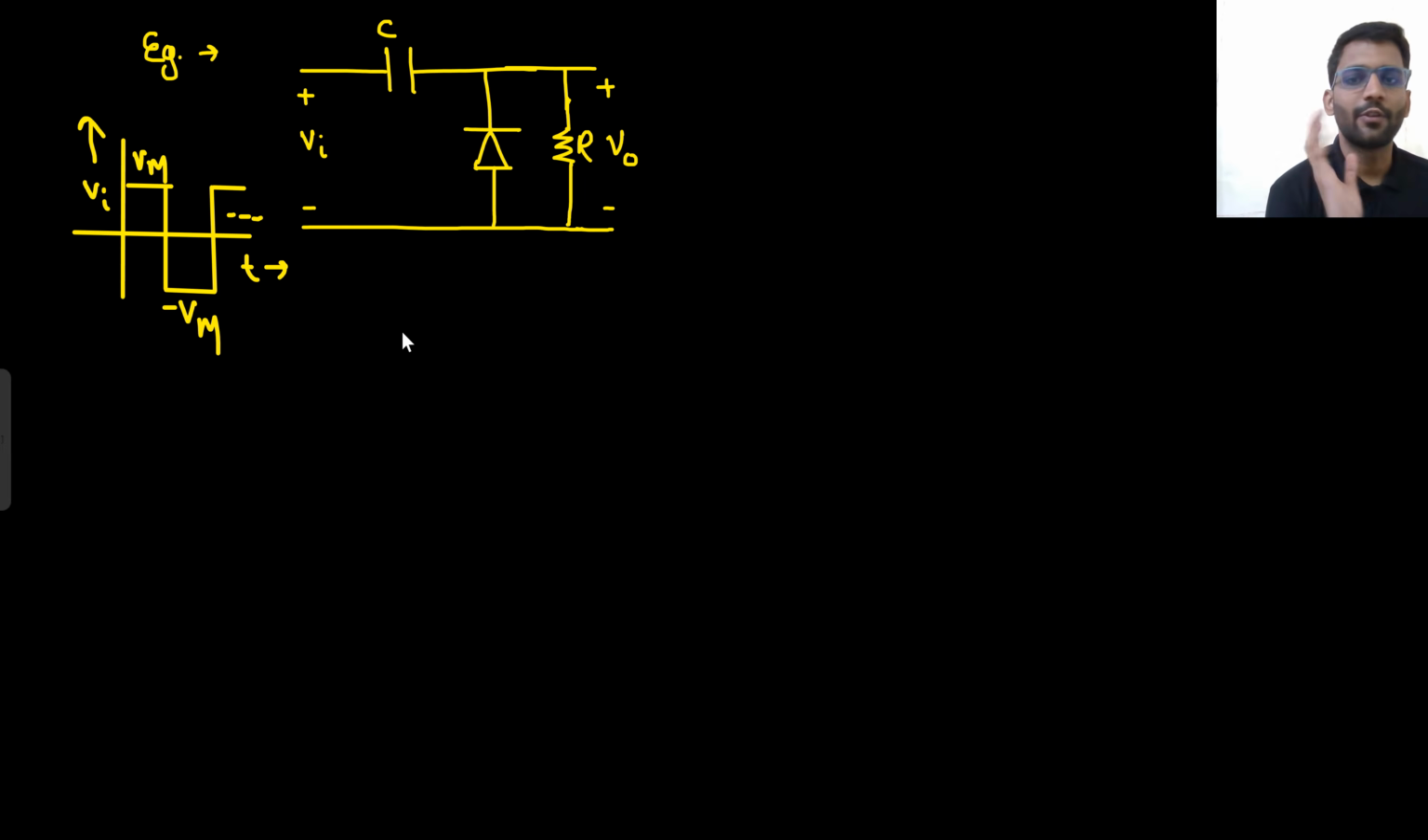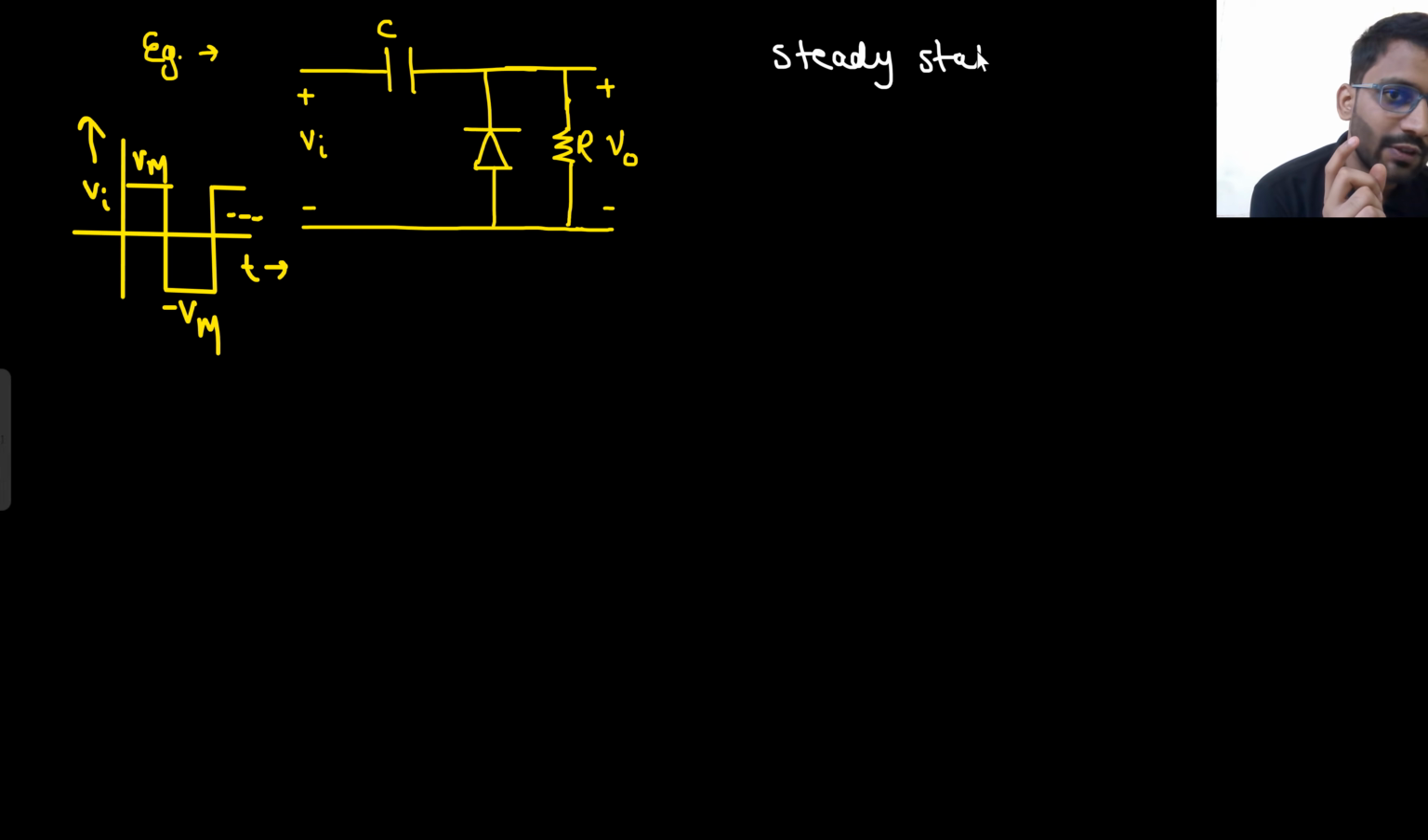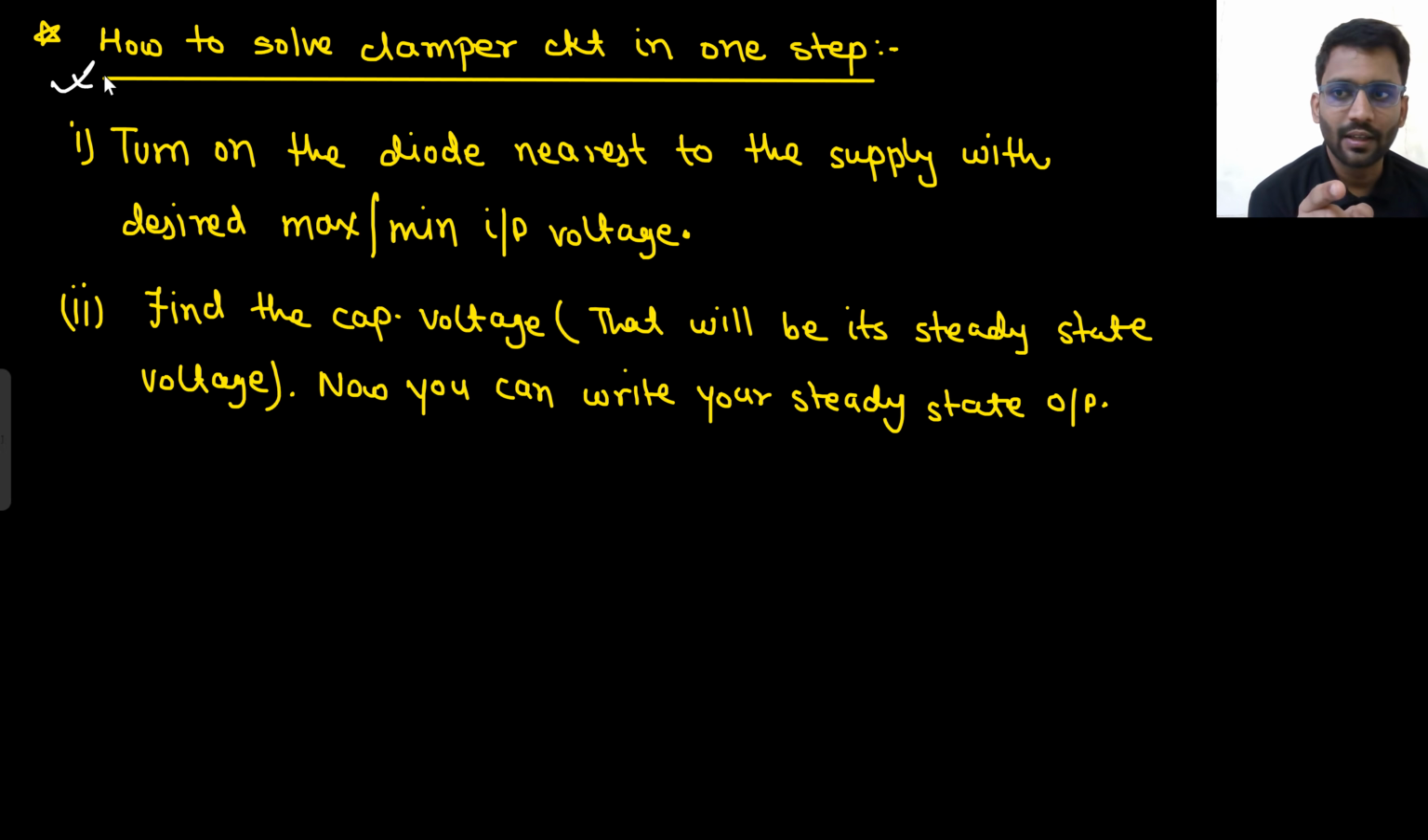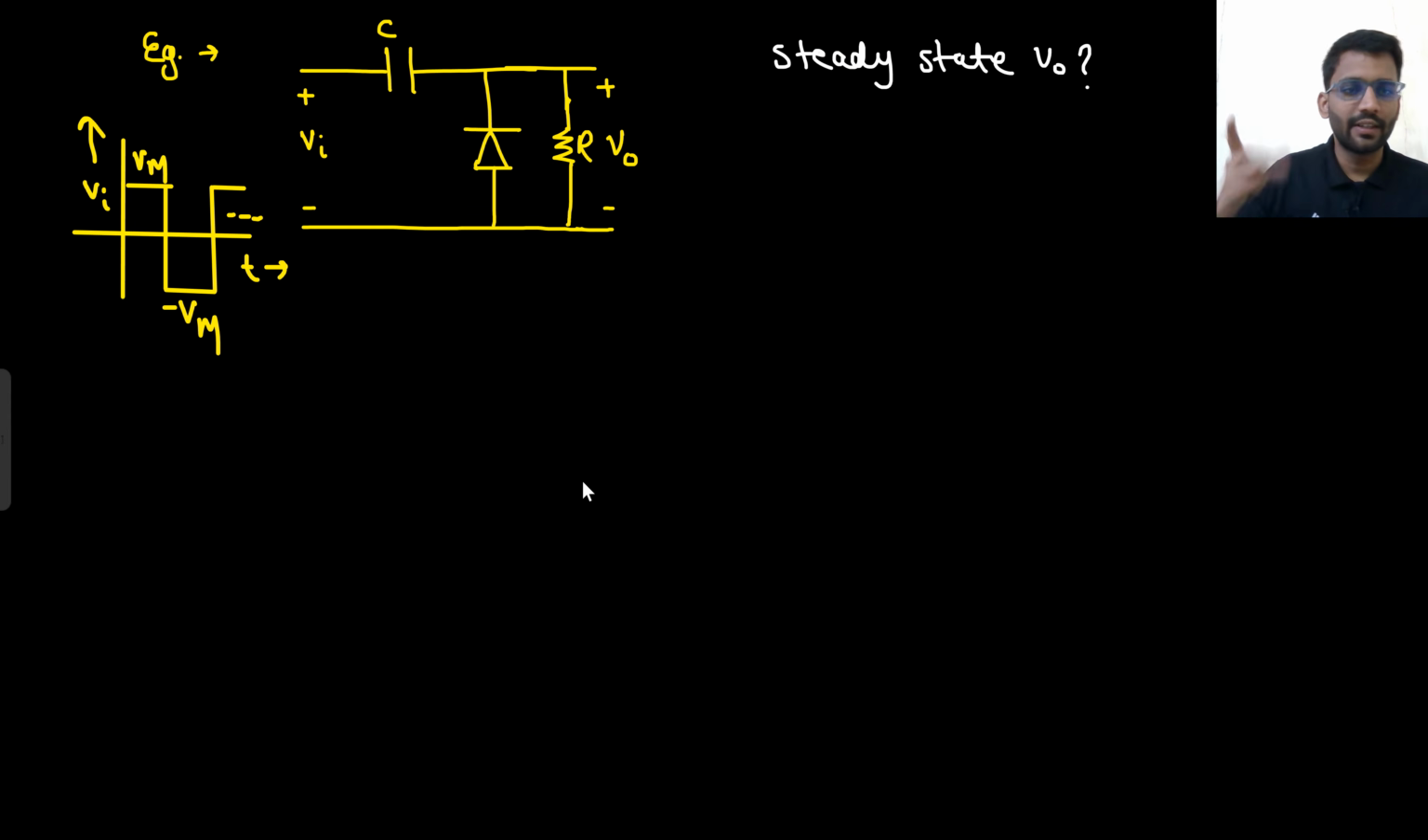So this question is given in front of you. You need to find the steady state value of V0. First we will solve it by this method, and then we will solve it by the conventional method that we understood in the previous video. So first we will solve it in one step only.